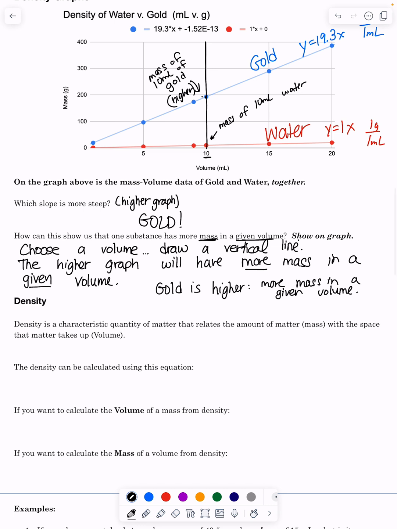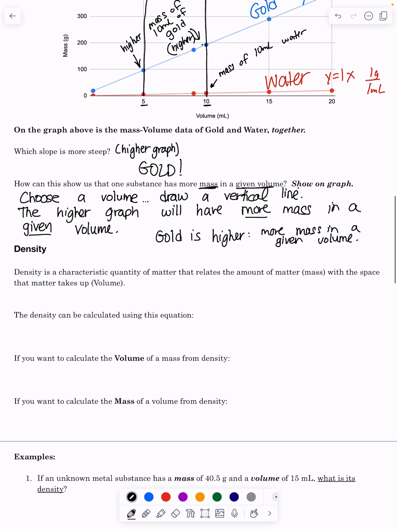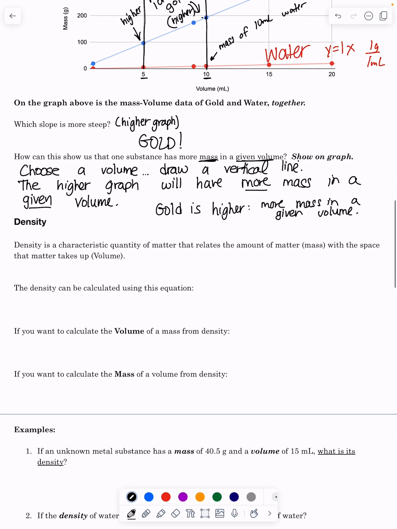We could do it again. Let's just do the 5, right? If I draw a vertical line up at 5 right here, again, this is higher. There's more mass in that given volume of 5 milliliters. So what is this mass to volume relationship called?